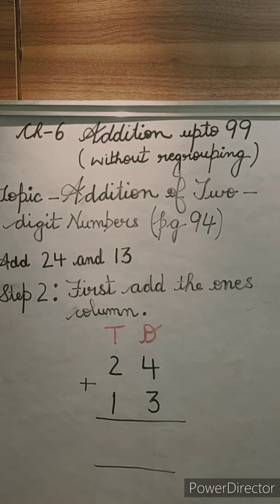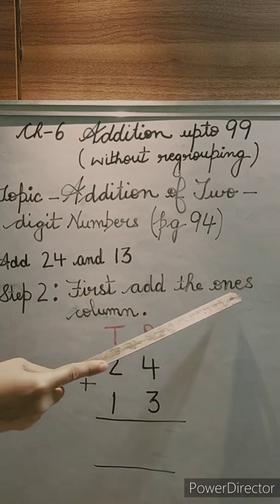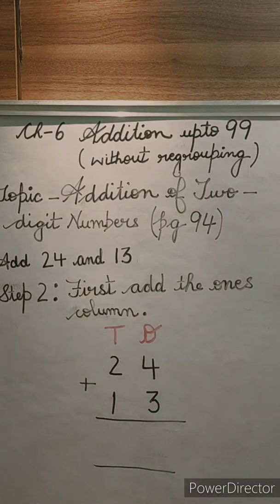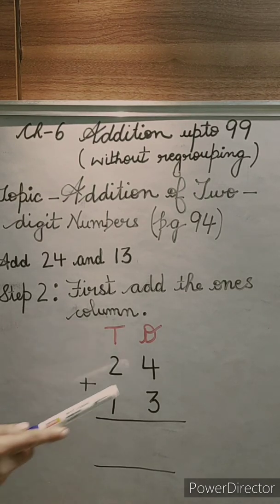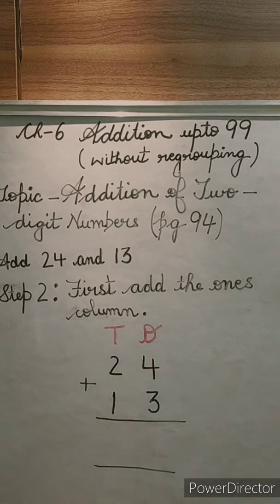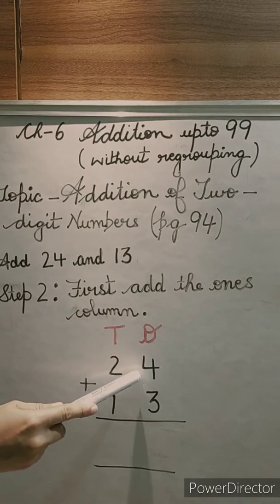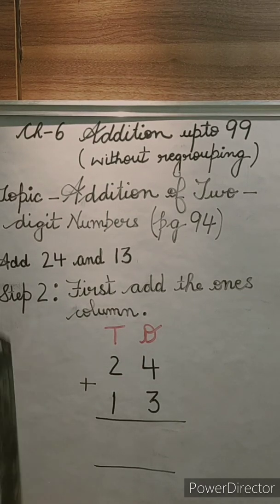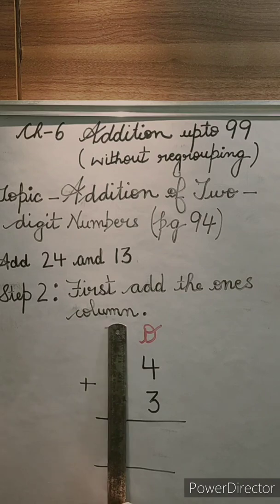So children, after arranging the numbers in the proper columns, our next step, that is step number 2, is first add the ones column. ठीक है, तो इसमें क्या है कि हमने हमेशा ones के column से ही start करना है. So ones column क्या है, यहाँ पे ones के column में 4 and 3, तो हमने 4 and 3 को add करना है. ठीक है, तो मैंने इसको थोड़ी देर के लिए hide कर दिया.